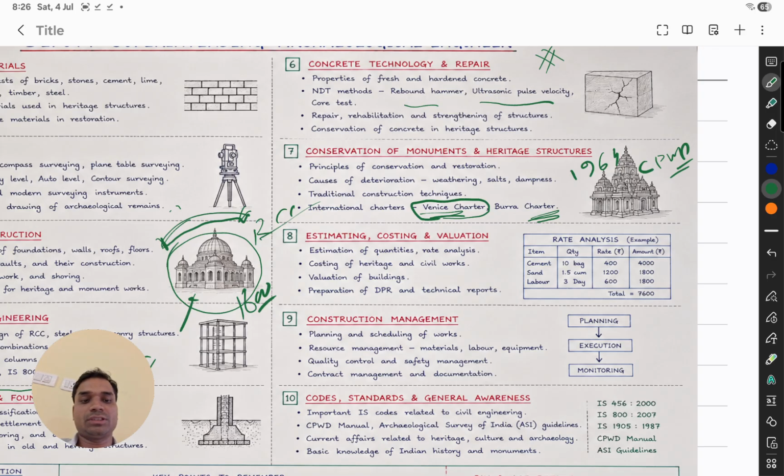Then estimation, costing and valuation. This is a common thing for those who have 3 years of experience. You will know it. So you can go through it. If you require anything, just let me know.